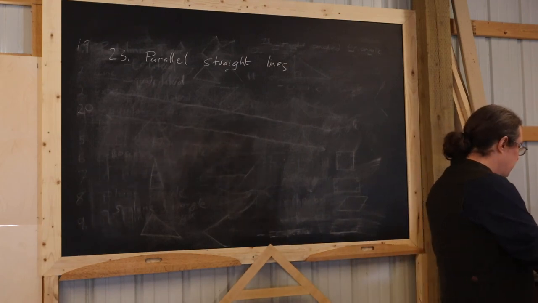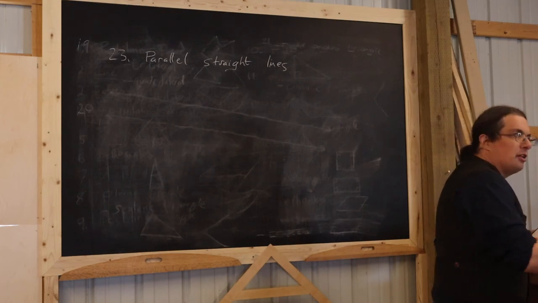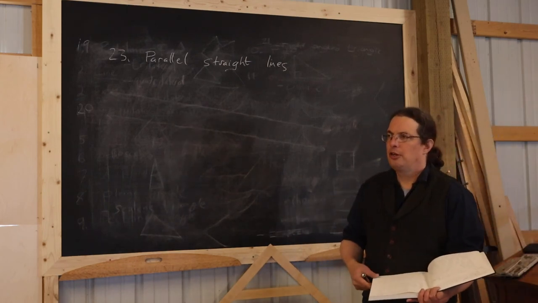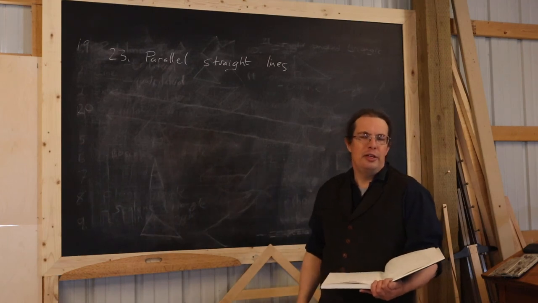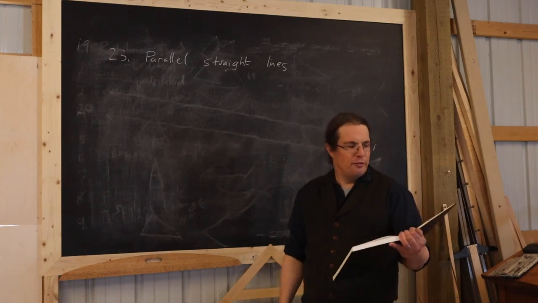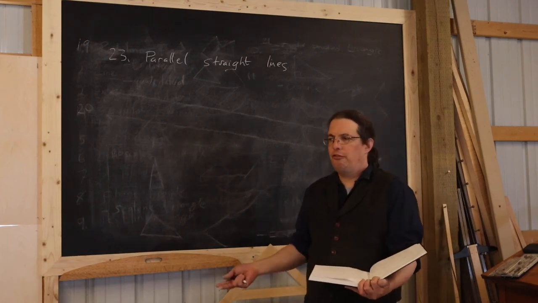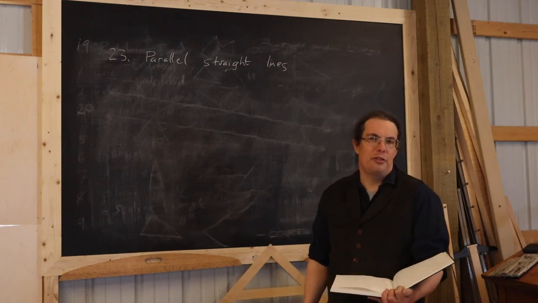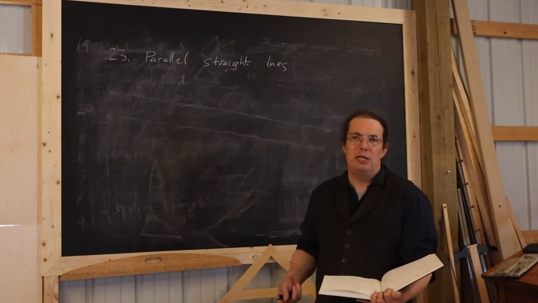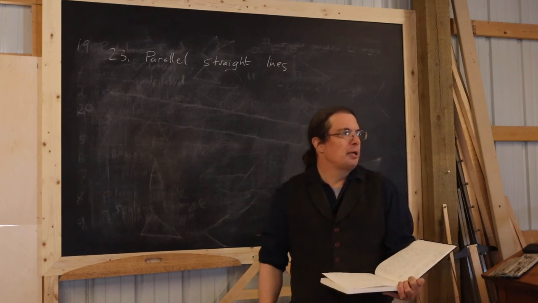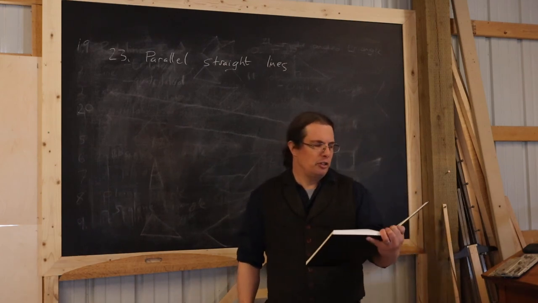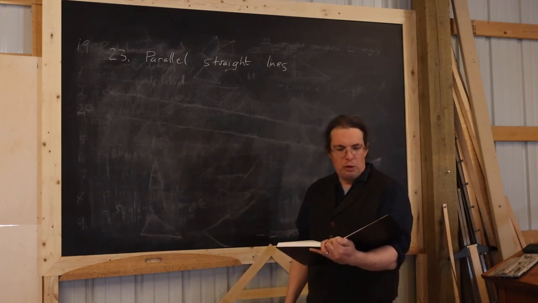And so those are the 23 definitions that just describe the objects that exist in Book 1 of Euclid's Elements. As you go further on in the Elements, you'll see that there's other definitions, but these are going to be the ones that we come back to the most. There's a few others that we'll see later on, but these are what we're working with for now.